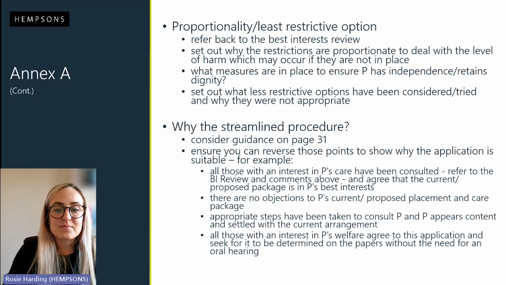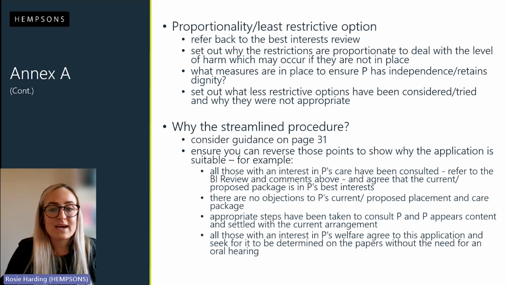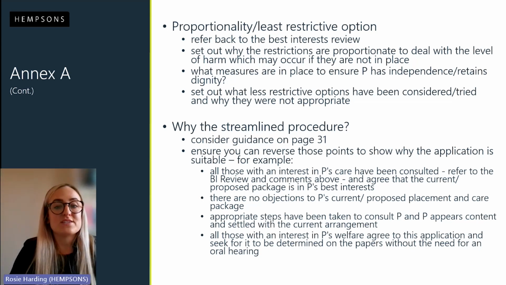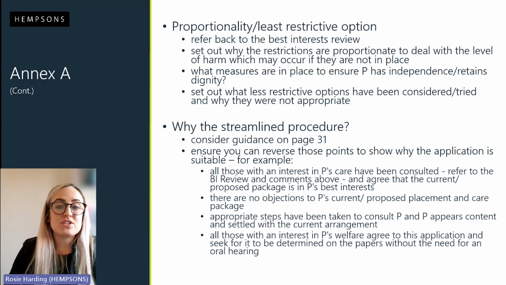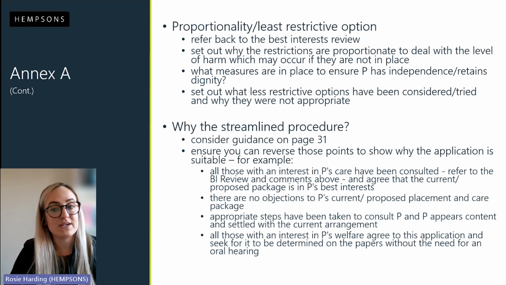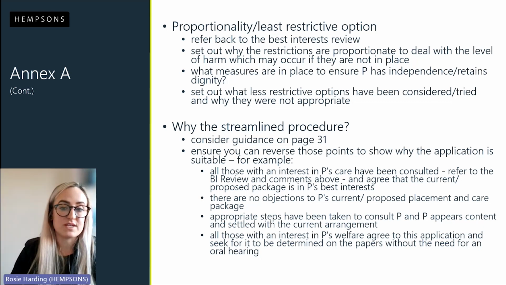Finally, we're at page 16, where you're given a lot of space to set out why the application is suitable for the streamlined procedure. Happily, as I referred to earlier, there is guidance within the form itself at page 31, which sets out when an application may not be suitable for the streamlined procedure. So I'd suggest using this as a checklist and ensuring that you can reverse each of those points to show why the application is suitable for the streamlined procedure.